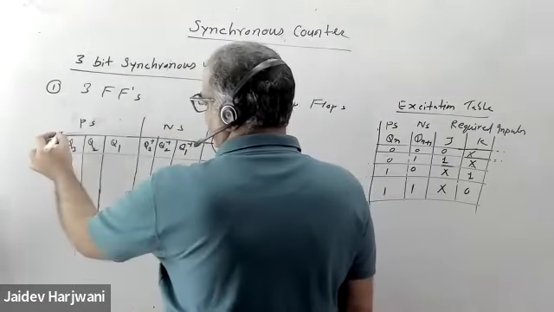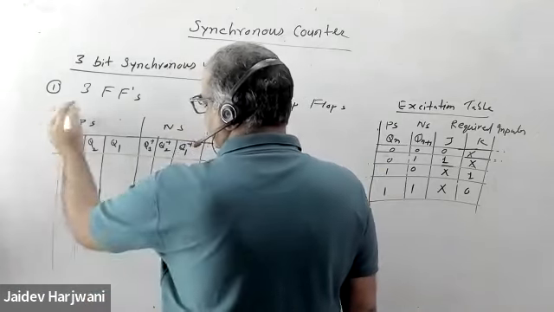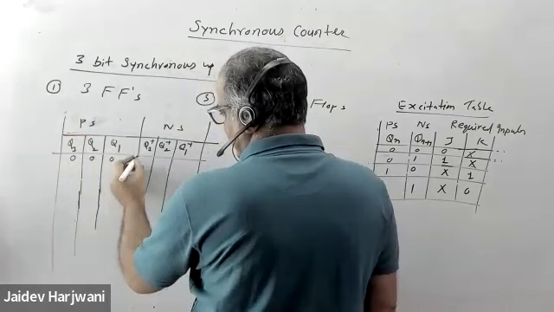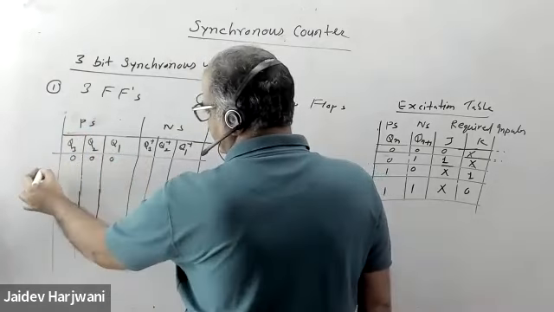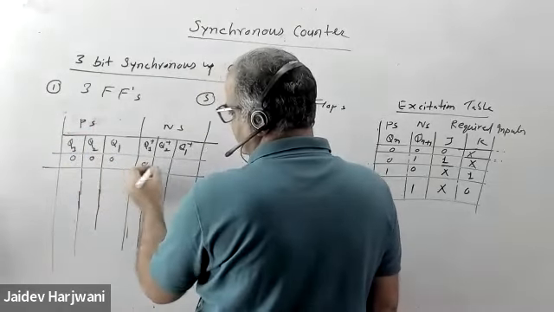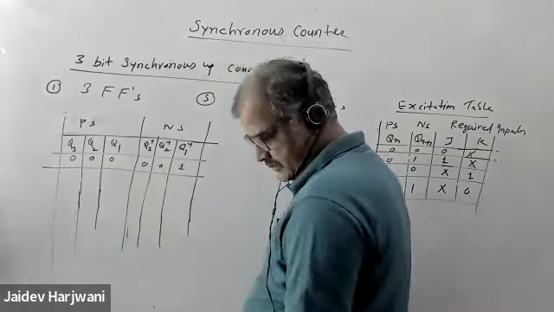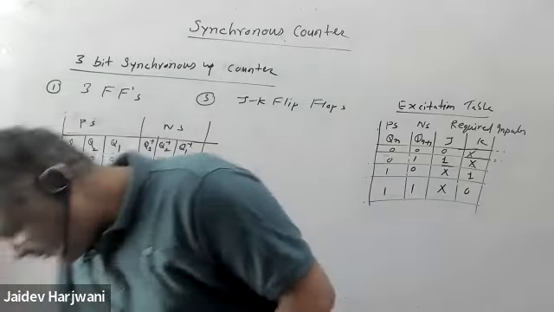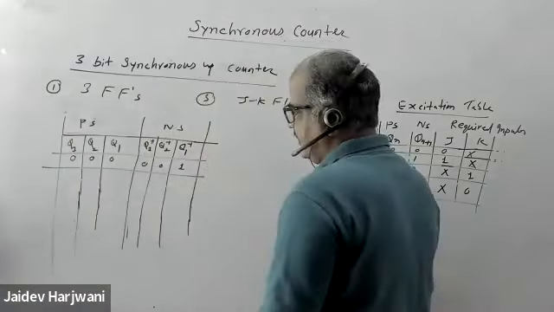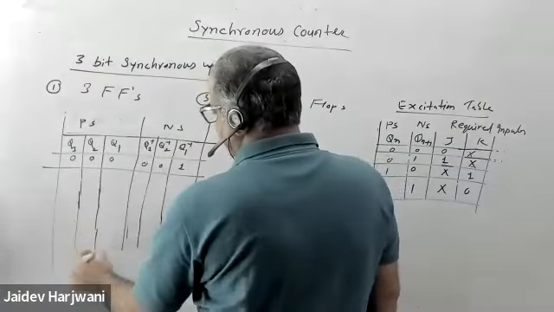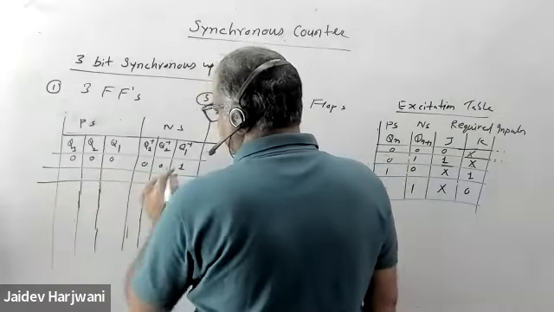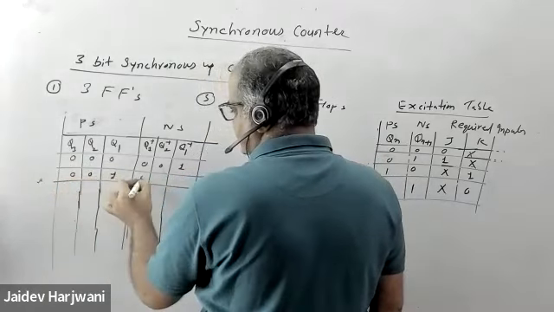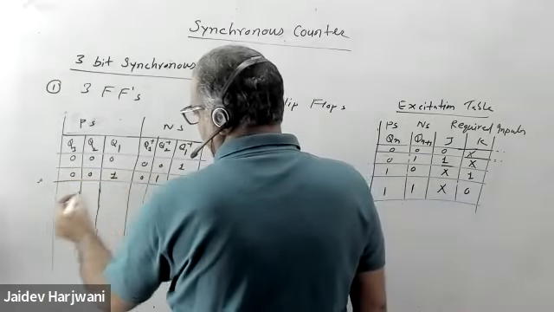Now my present state, I know my state diagram. My present state is 0 0 0, and my next state should be, if it's 0 0 0, my next state should be what? 0 0 1, isn't it? You have to just look at your state diagram. And if you have a present state 0 0 1, the next state will be 0 1 0.